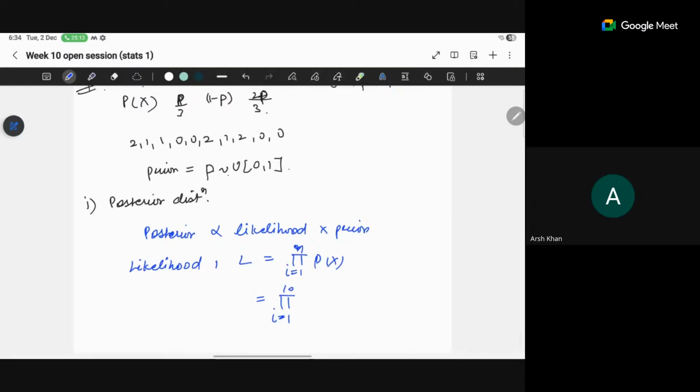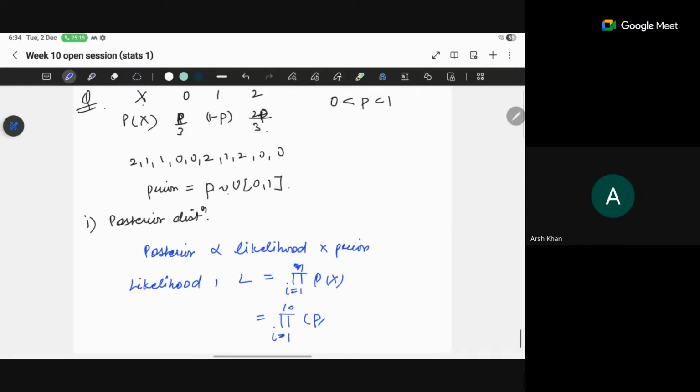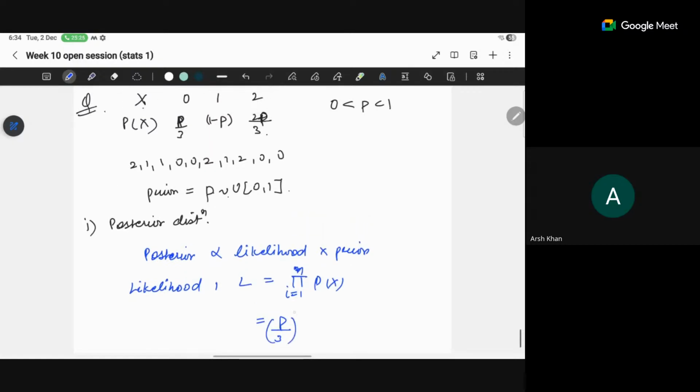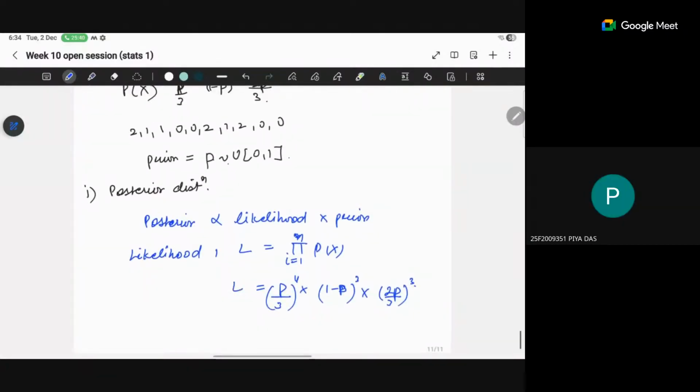So we have the probabilities: p/3 raised to the power 4, for 4 times. So it will be multiplied, right? So I can write this as (p/3)^4, then (1 - p)^3 for 3 times, into (2p/3)^3, for 3 times. So this is my likelihood here.